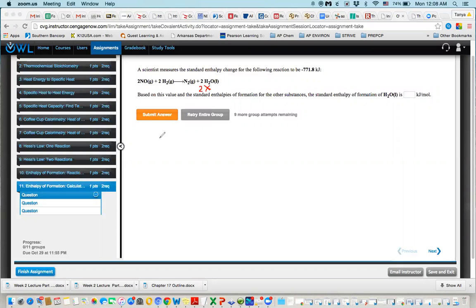Now, here's one thing you need to keep straight. It's products minus reactants. Okay, so P minus R is going to equal, they gave us what the delta H for this reaction is, negative 771.8. Okay, so we know that delta H. What we don't know is what the standard enthalpy change for liquid water is, and our job is to find that. So we're going to be looking for 2X.